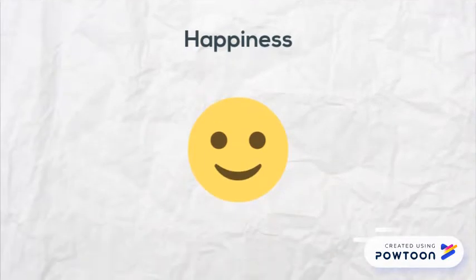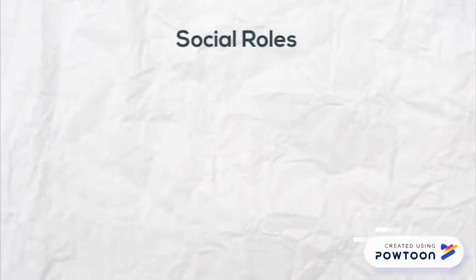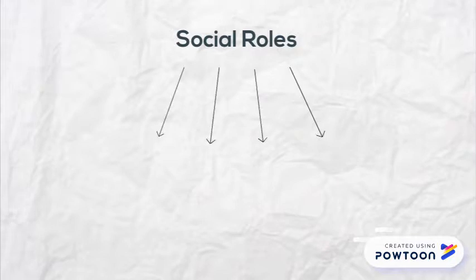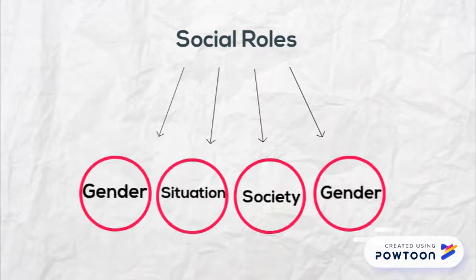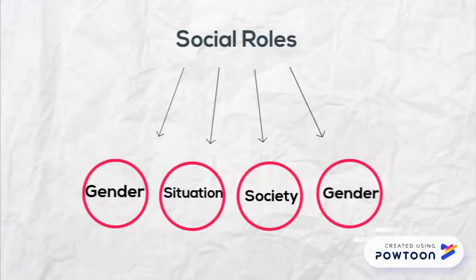The term happiness is a state of well-being and being content. And lastly, social roles is a characteristic or expected social function of a person or thing, especially in a particular situation or environment, often associated with behavioral factors.